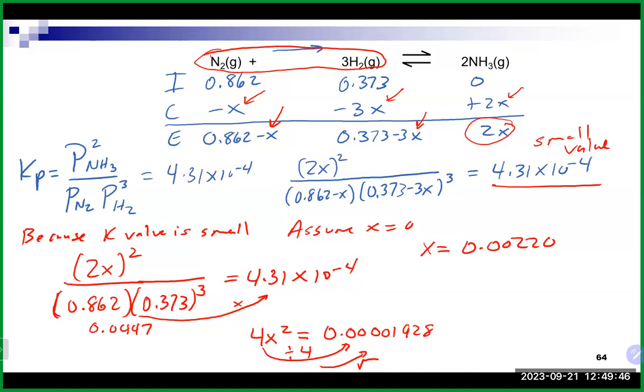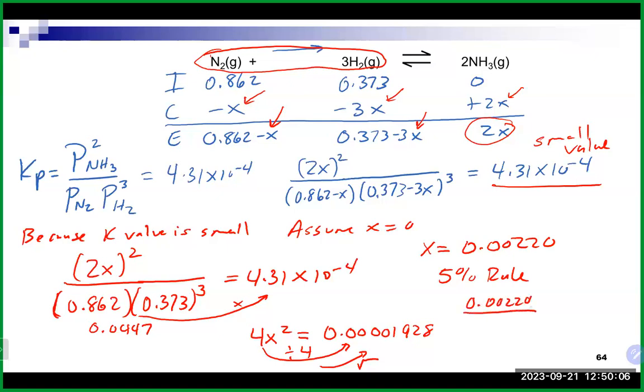And the way that we're going to do it is by what's referred to as the 5% rule, which means if you check your assumption and it's less than 5%, you're good. If it's 5% or more, then you need to go solve it another way, which is the quadratic, which then we cry at that point. So let's hope not.